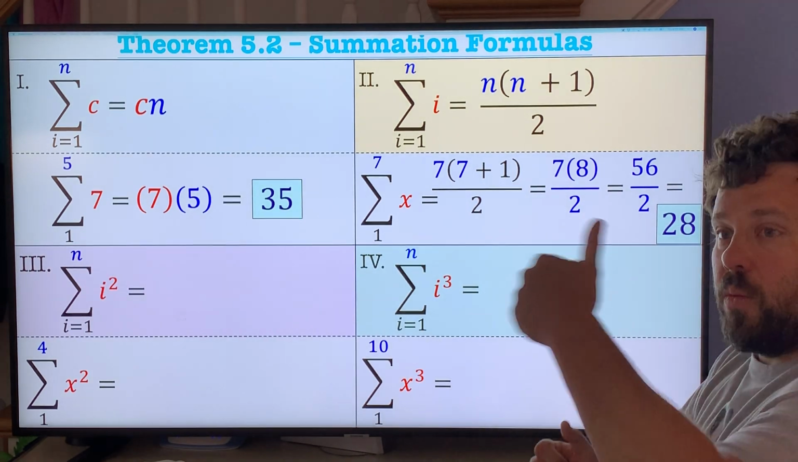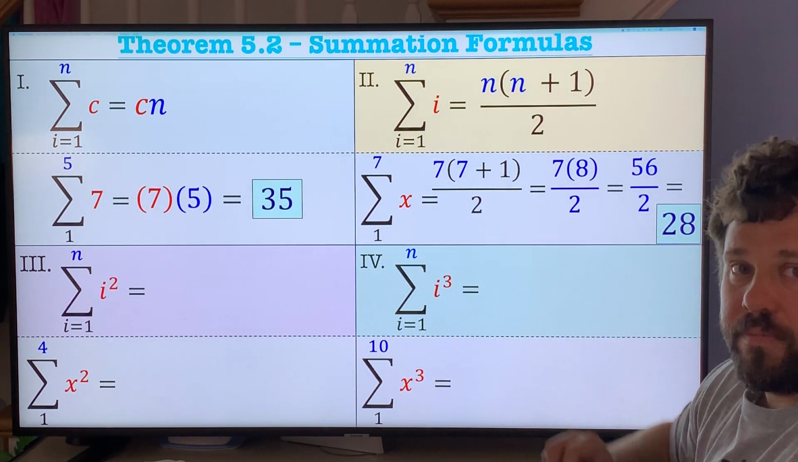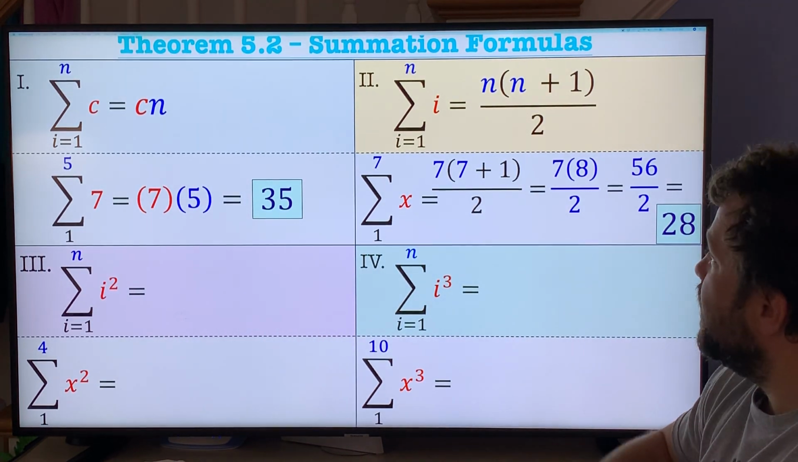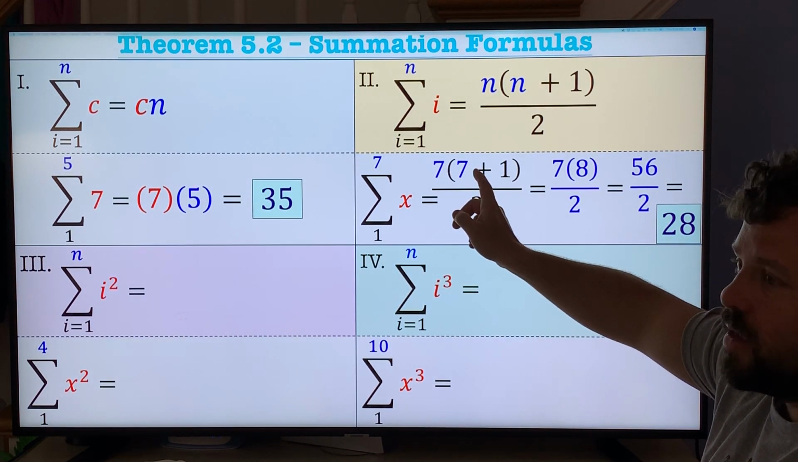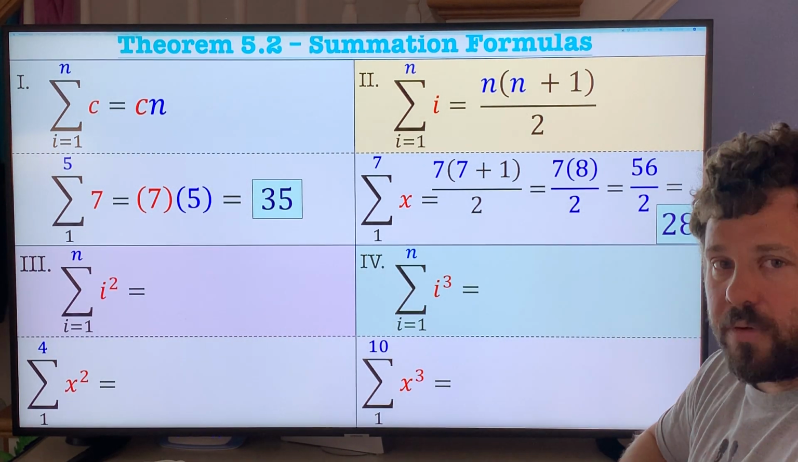So instead of doing 1 plus 2 plus 3 plus 4 plus 5 plus 6 plus 7, right here. See? If this was a 6, 6 times 7 is 42 divided by 2 is 21. There you go, we just did a problem like that before.